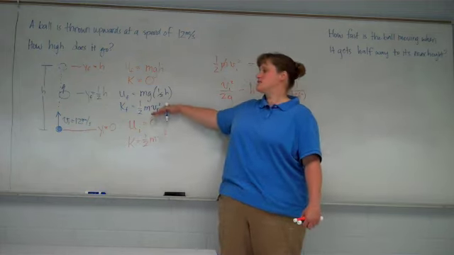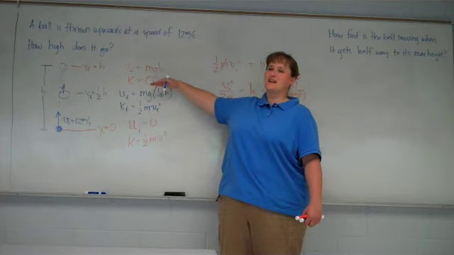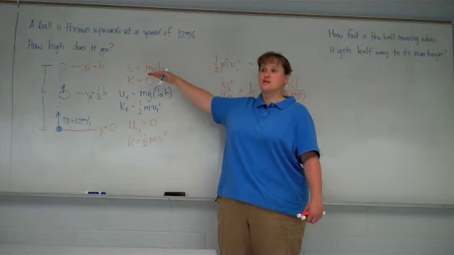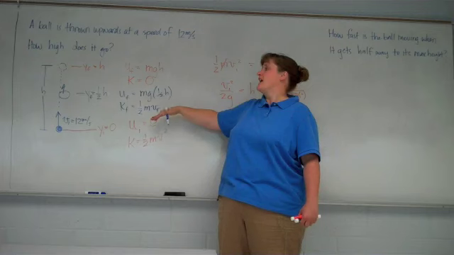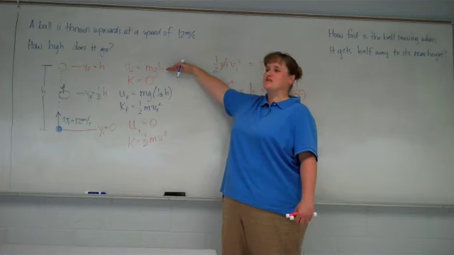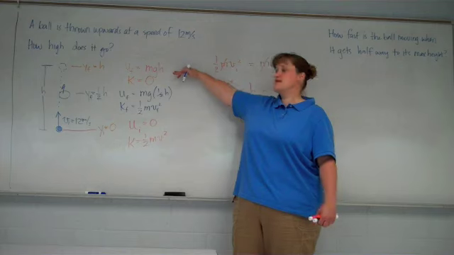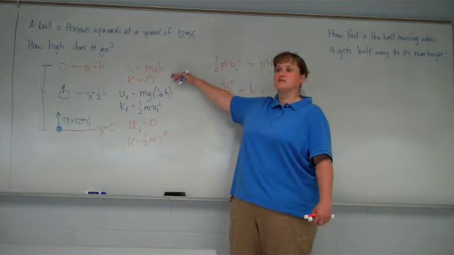As the ball continues upwards, the kinetic energy is getting smaller and smaller, because it's traveling slower and slower. It's not until this instant, when it reaches its maximum height, that the kinetic energy actually goes to 0. So anywhere between the bottom and the top, it has kinetic energy.